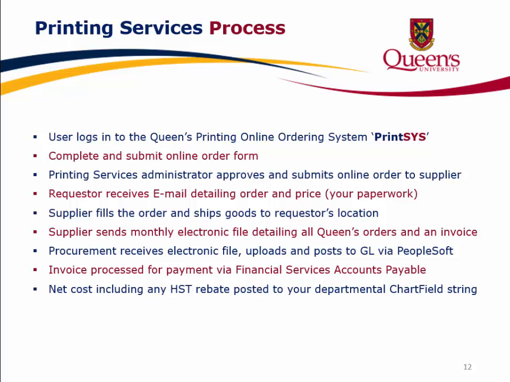The user would complete and submit an online order form. The Printing Services Administrator approves and submits the online order to the supplier. The requester, that's you, receives an email detailing the order and the price. That's your paperwork. Supplier fills the order and ships the goods to requester's location. Supplier sends monthly electronic file detailing all Queen's orders and an invoice. The Procurement Service Office will receive an electronic file, uploads and posts the file to the GL by way of PeopleSoft, and the invoice is processed for payment by way of Financial Services Accounts Payable. The net cost, including any HST rebate, will be posted to your departmental chart field string.